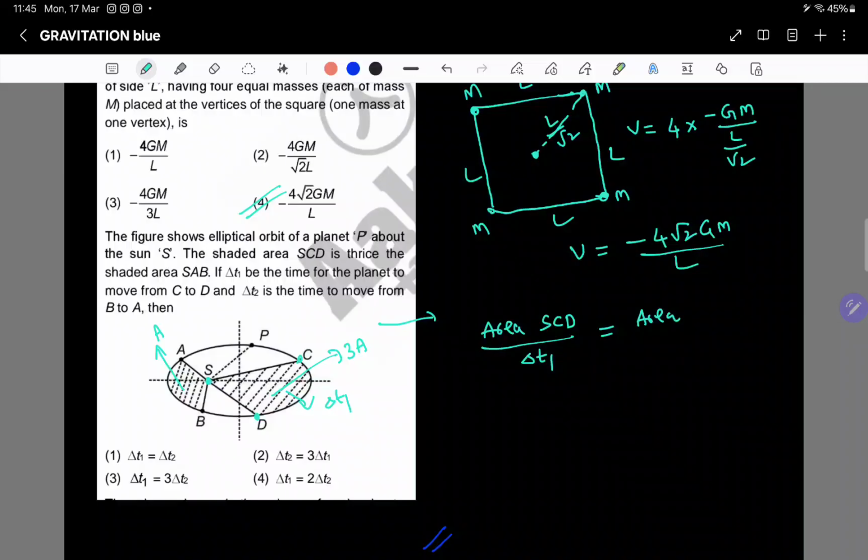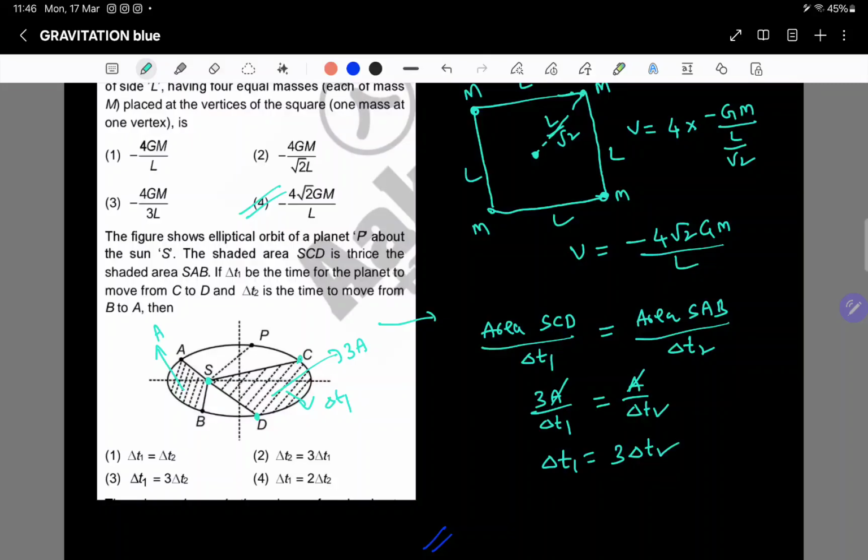by area SAB by time, let us consider delta T2. The areal velocity of the radius vector remains constant. The area of SCD is given as 3 times the area of SAB in the question. So 3A by delta T1 equal to A by delta T2. So A is cancelled here. Delta T1 equal to 3 delta T2. So option 3, students.